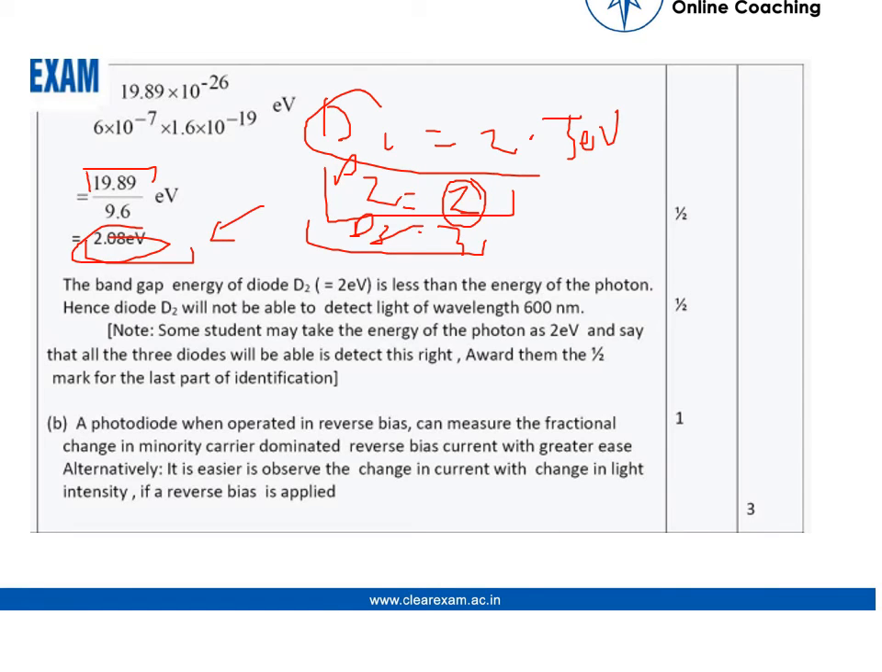Now the second part was: why are photodiodes required to operate in reverse bias? So this is pretty much easy because in reverse bias we can easily observe the change in current with change in light intensity.